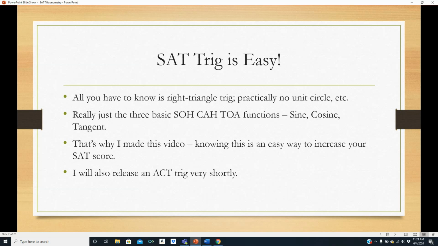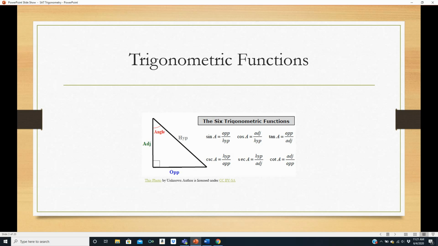The book that I used for a lot of this, SAT Premium Study Guide from Barron's, likes to make the other point that, oh, if you don't really know this, you shouldn't waste a whole lot of time learning it. This should be far enough in advance of your taking the SAT that you'll have time to learn it. It's really easy, as you'll see in this video, so I would suggest you learn it so you can get the extra points. I will also release an ACT trig video very shortly.